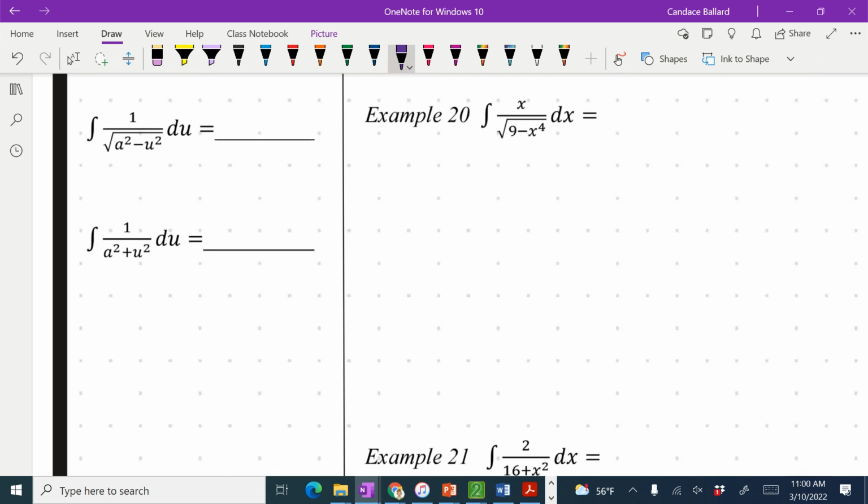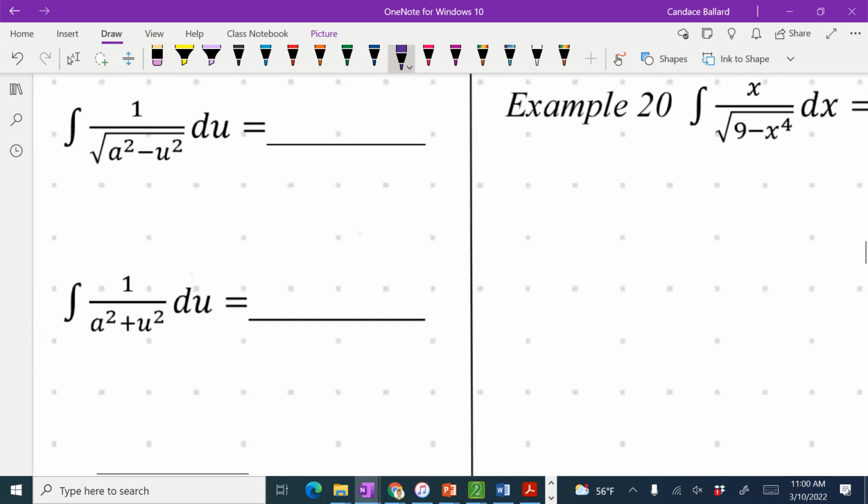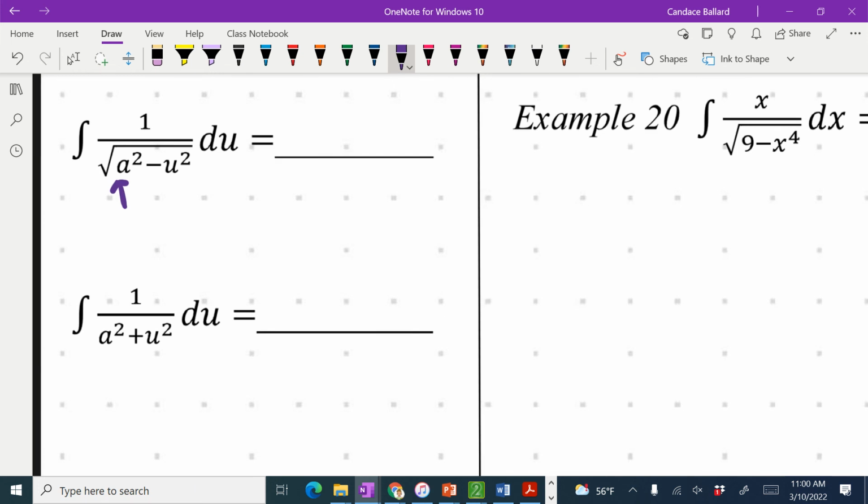The first one is arcsine. Remember that the A is representing a number, and the U represents typically X. It's your variable. So when you're looking at it, it's 1 over the square root of a number minus an X. Lots of times it's a square number, but not always. All right, so when you integrate that, you get arcsine of U over A plus C.